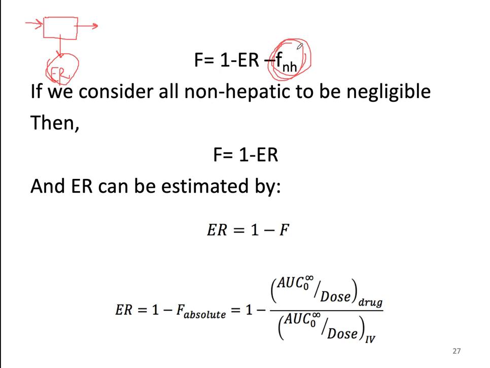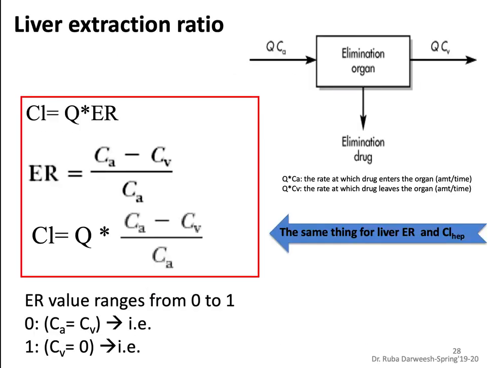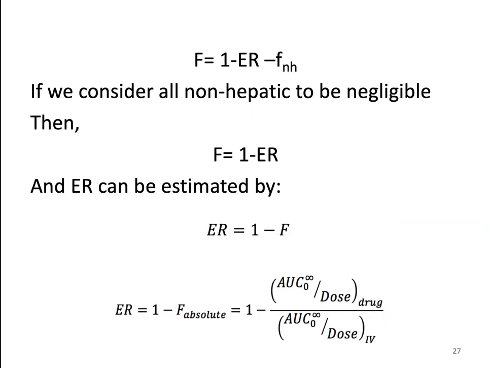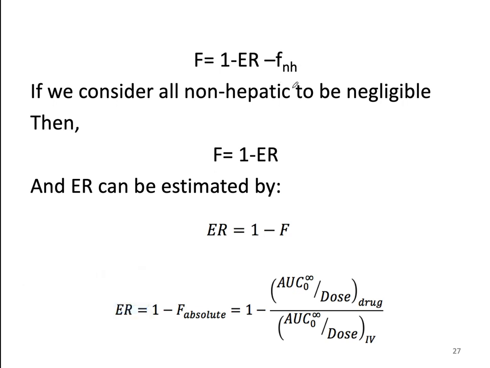anything else happening elsewhere. Again, what we are measuring here is the absolute bioavailability of the drug, because the definition of it is the fraction of the drug that eventually reaches systemic circulation. So it's bioavailability, but it's the absolute bioavailability of the drug. Okay? So usually the extraction ratio or the fraction of non-hepatic is usually negligible.